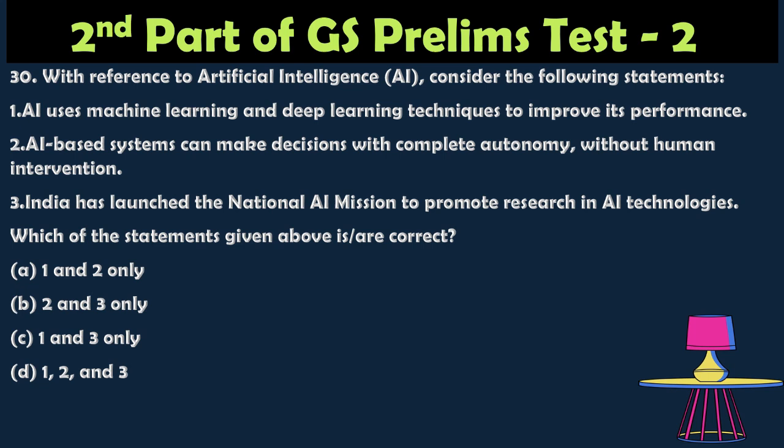The correct answer is option 1 and 3 only, because AI relies on machine learning and deep learning to process data, and it can also make predictions. So statement 1 is right. While AI can assist decision making, most AI systems require human supervision for ethical and legal reasons, so statement 2 is incorrect. The third statement is also correct: the National AI Mission promotes the research of AI technologies.